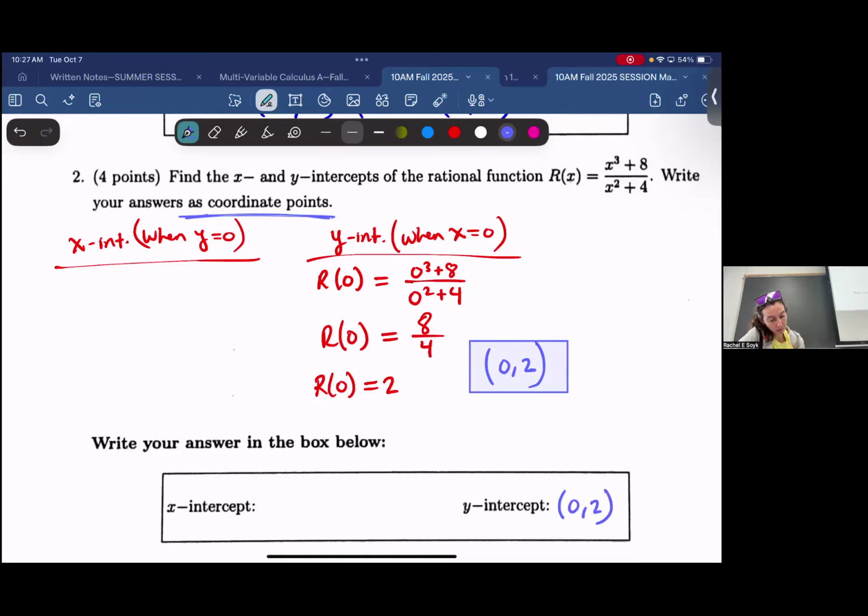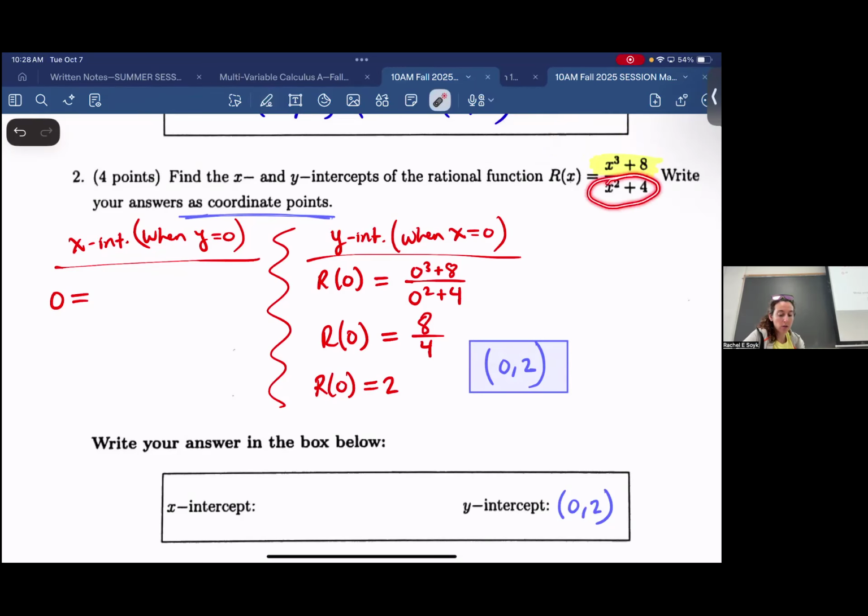X-intercept. Do we have to take into account our denominator here? Nope. Because as long as the numerator is 0, 0 divided by any real number aside from 0 is 0, and there are no values of x that will give us 0 as the denominator. So 0 divided by anything is 0.